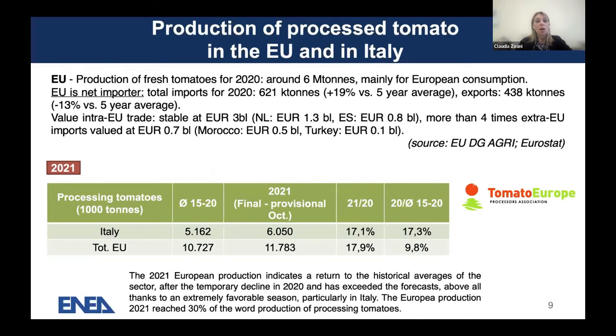If we examine the production rate in 2021, we can have data from Tomato Europe, which is the European Association of Tomato Processors. These are official data collected until last October, with some projection until the end of the year. And in 2021, the European production indicates again an increase in its production, coming back to the historical averages, and it was due particularly in Italy to the climatic condition and the favorable season.